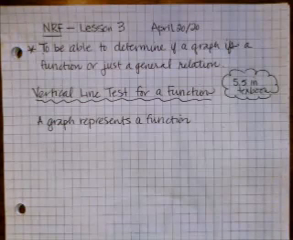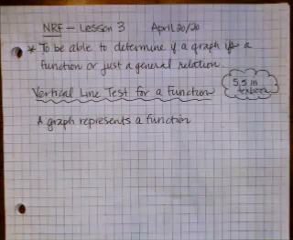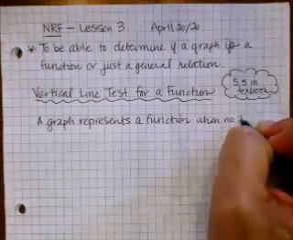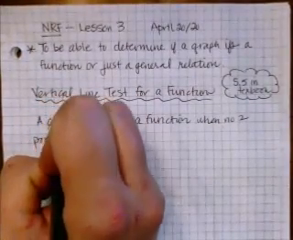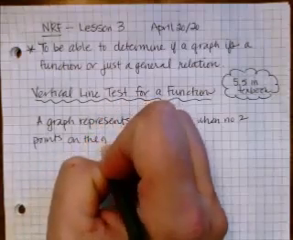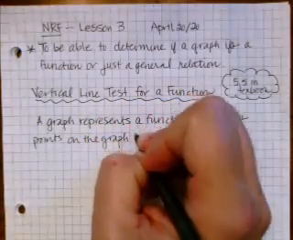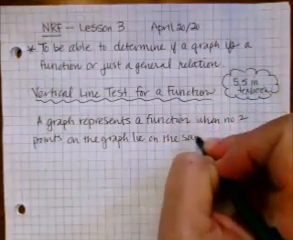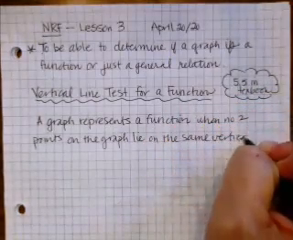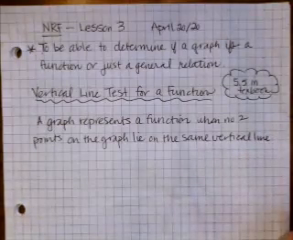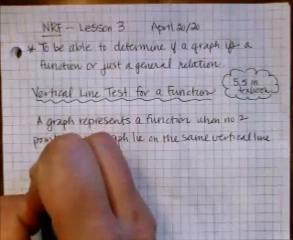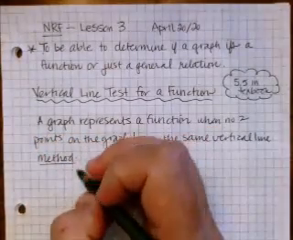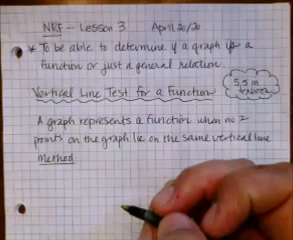So here's our actual definition. I'm going to get you to copy this down if you would. A graph represents a function when no 2 points on the graph line, on the graph lie on the same vertical line. So what you do, here's the method. You're going to place a ruler vertically on a graph.